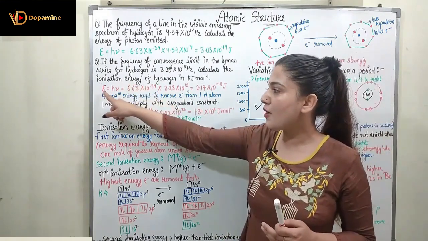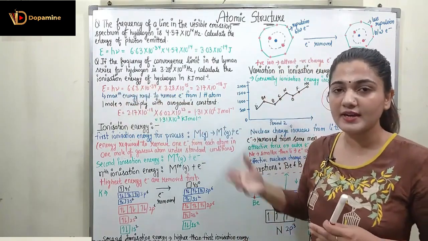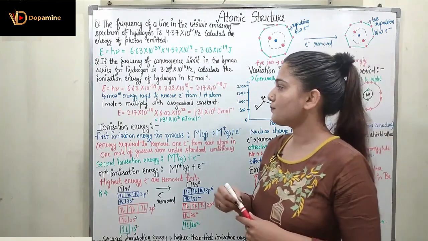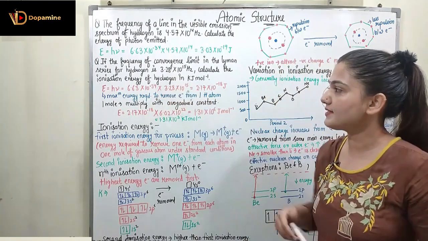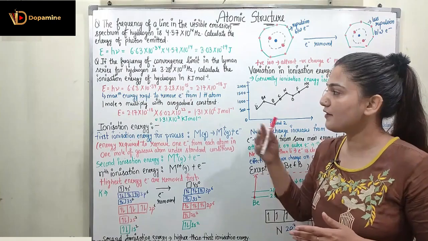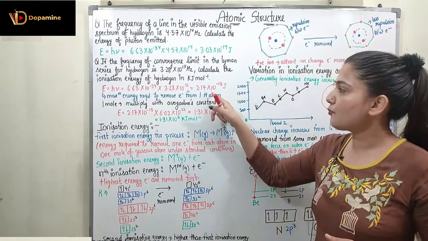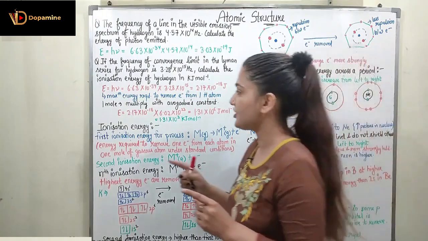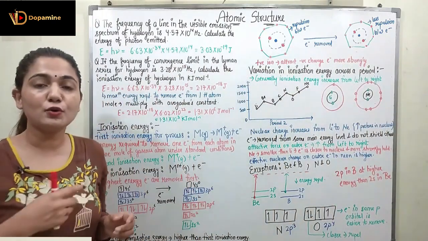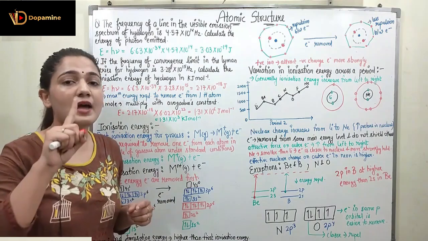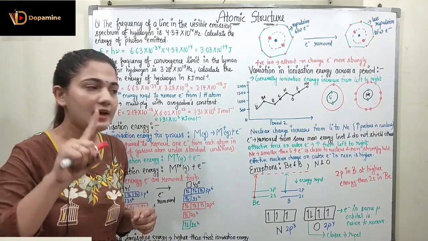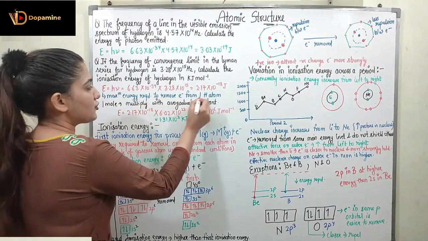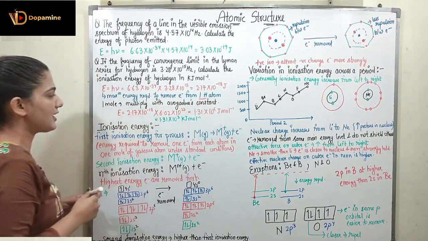So if I apply the formula E = hν, again h is the constant having the value 6.63 × 10^-34, and frequency is given as 3.28 × 10^15. So we will get 2.17 × 10^-18 joule, but this energy is required to ionize only one electron of one atom. So this is the maximum energy required to remove an electron from one hydrogen atom.